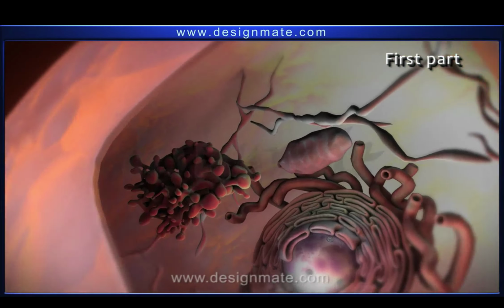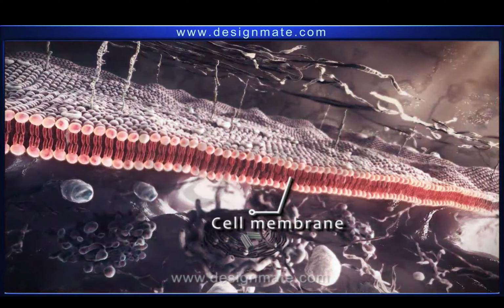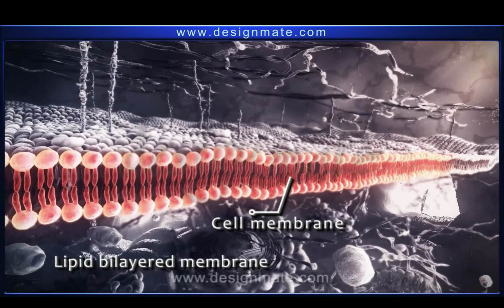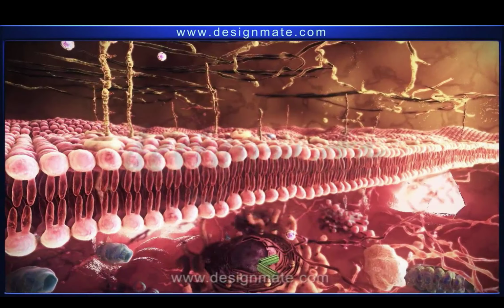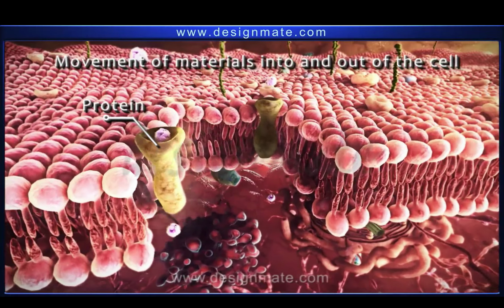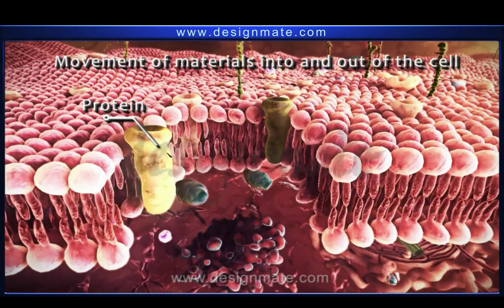The first is the cell membrane, which is a lipid bilayered membrane with proteins embedded in it. These proteins help in the movement of materials into and out of the cell.